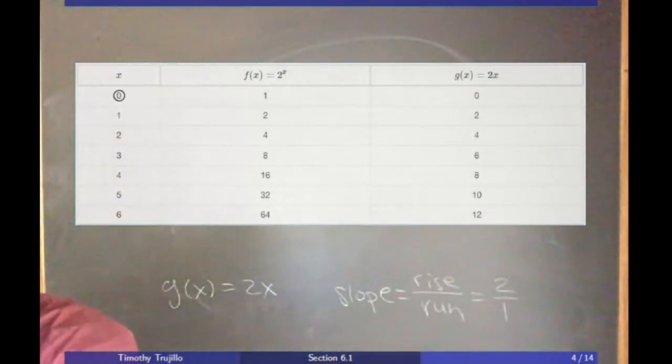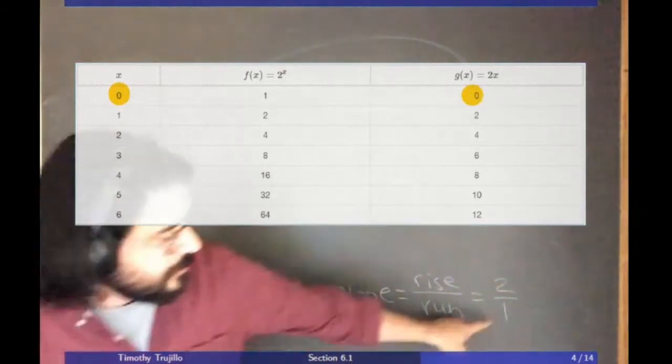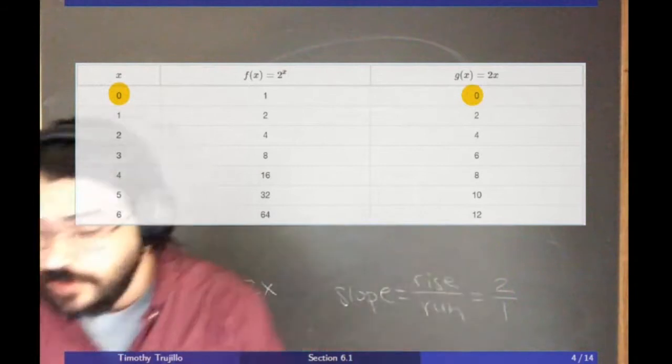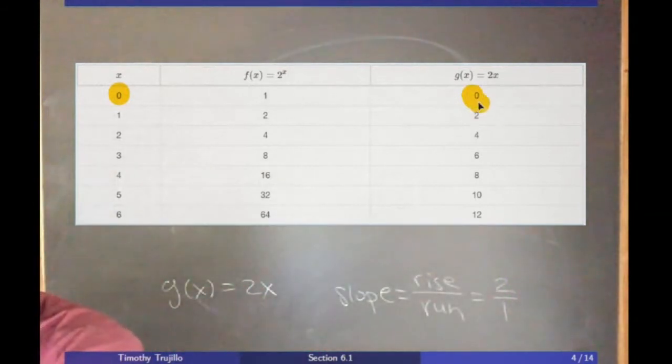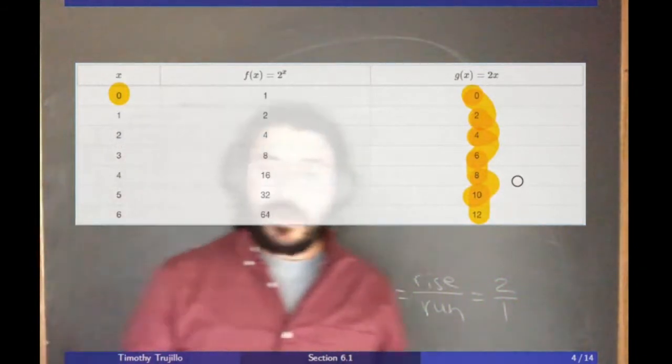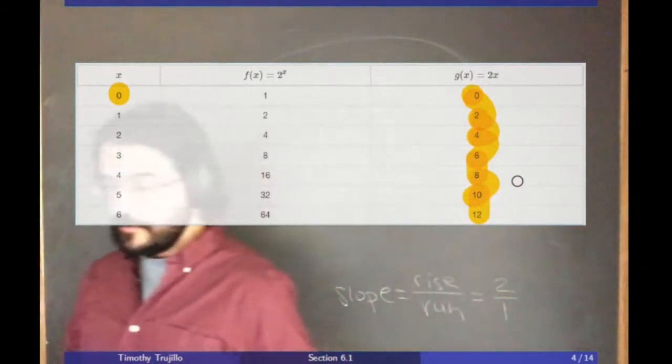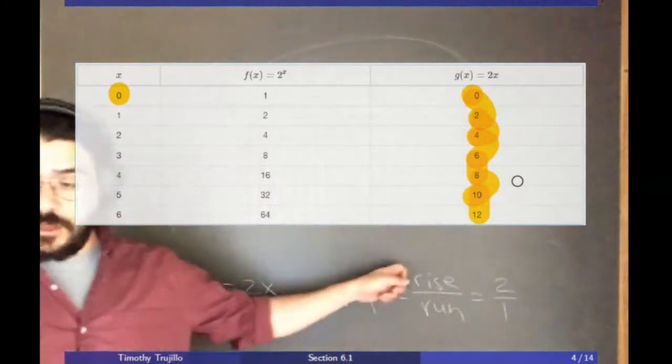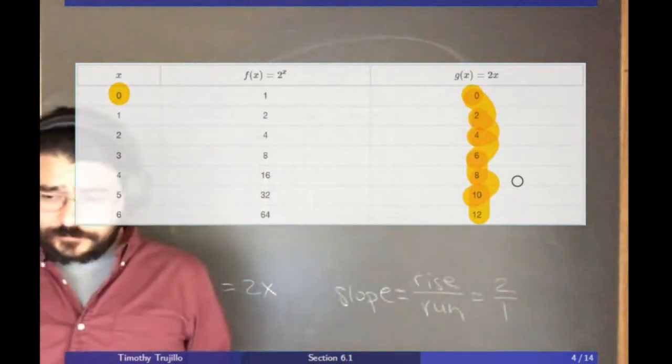So here, when x is 0, the y-intercept is 0, and every time we increase x by 1, the output increases by 2. So we just add 2 here, and add 2 here, and add 2 here, and just continually add 2, and we increase by the exact same amount at each instance, right? And this is what's meant by this rise over run.